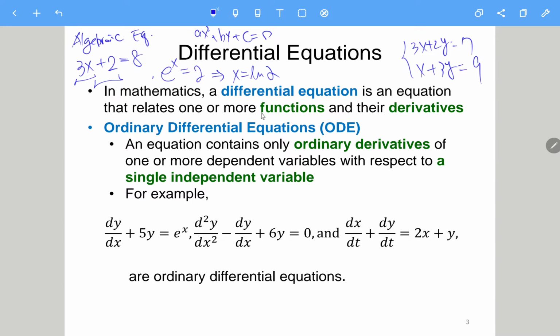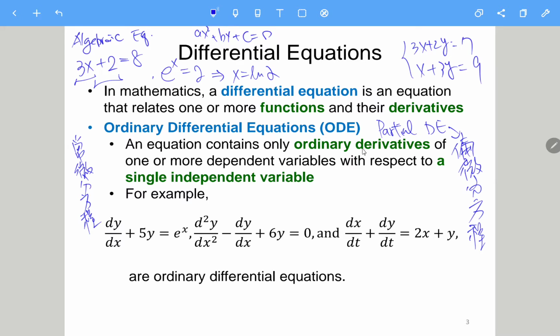But for the differential equation, the unknown is not a variable anymore. The unknown should be a function, and it should be related to the derivative of the function, and then we can call it a differential equation. And then the next one is the ordinary differential equation. Rather than ordinary differential equation, we still have something called partial differential equation. This is the so-called ordinary differential equation. This one is the partial differential equation.